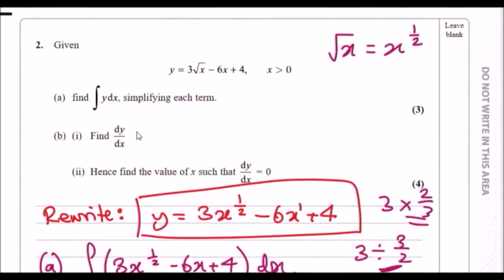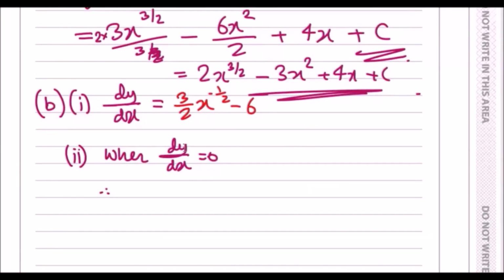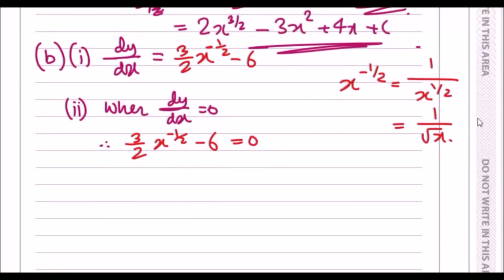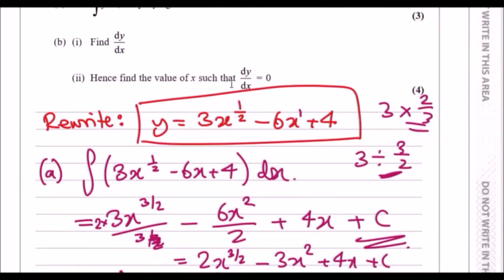That's it. Now finally, hence find the value of x such that dy/dx is 0. So when dy/dx is 0, we basically equate this whole equation to 0. And let's convert this to its nice form: 3 over 2 x to the power negative half minus 6 equals 0. Remember, when you've got a negative sign, it means reciprocal. So x to the negative half means 1 over x to the half, and x to the half is the square root of x, so 1 over root x. Plug that back in: 3 over 2 times 1 over root x, that's just 3 over 2 root x, minus 6 equals 0. Now we just solve for x.